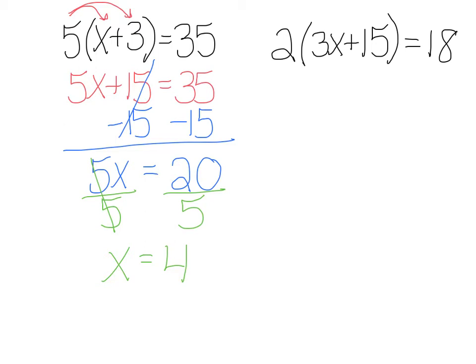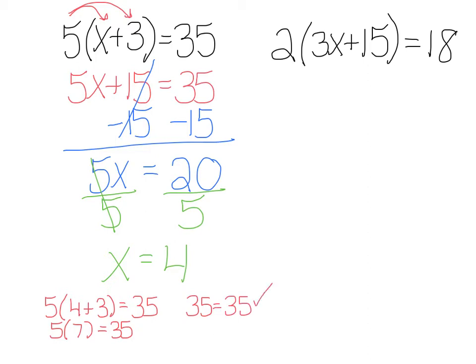If we plug that back in, we see that we have 5 times 4 plus 3 equals 35. Well, 4 plus 3 is 7, so we have 5 times 7 equals 35, and 35 equals 35.